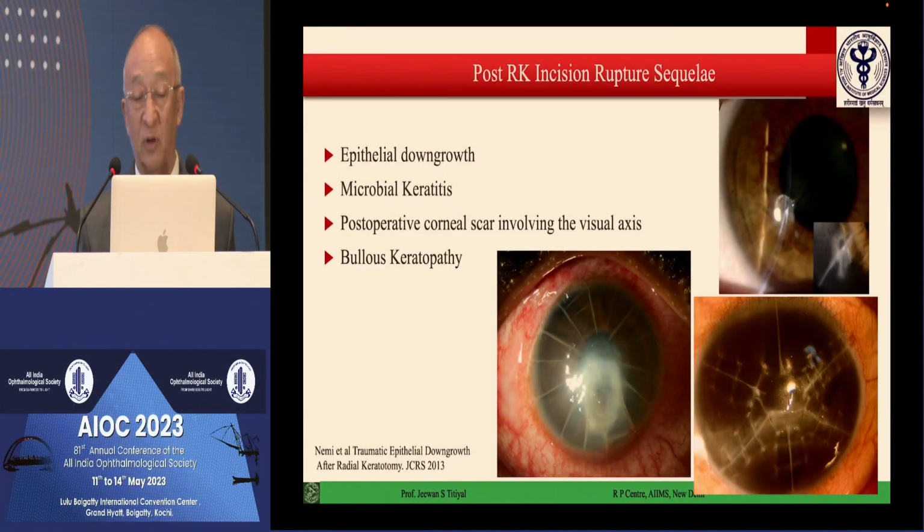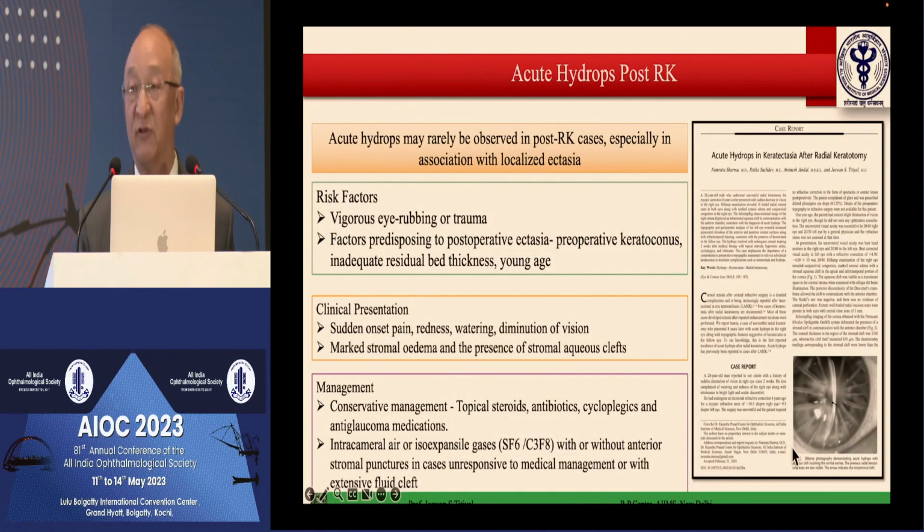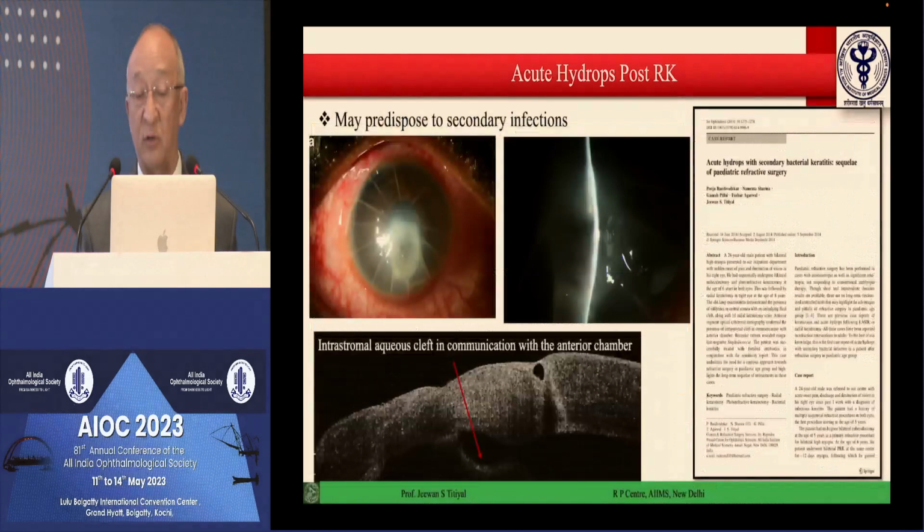There are a few other complications which we have seen: infection happening post-rupture in the scar, or you can see peripheral scar with a little bit of hydrops happening in these patients with ectasia, and the vision is absolutely lost in these patients. So this is one of our reports where we had post-RK acute hydrops happening in these patients. And you can see a risk factor is vigorous eye rubbing and trauma to the eyes. Sometimes you have an ectasia happening in these patients, and that also may compound these patients to undergo hydrops.